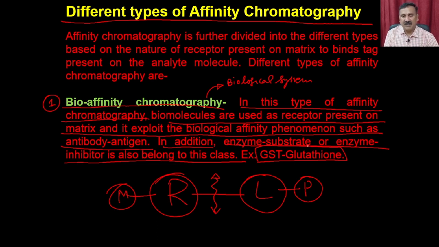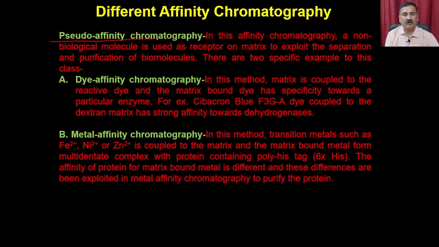There are examples like enzyme-substrate or enzyme-inhibitor, like GST and glutathione, whereas antigen-antibody is also an example of bioaffinity chromatography. Then you have pseudo-affinity chromatography.